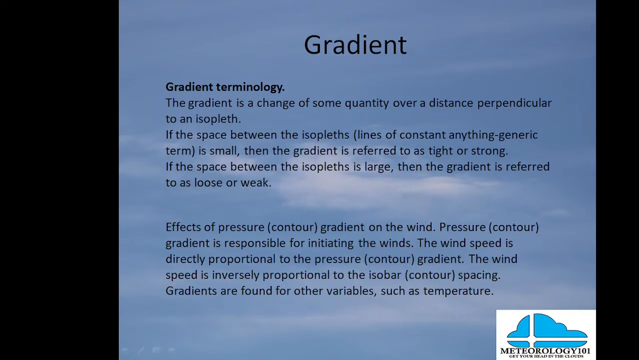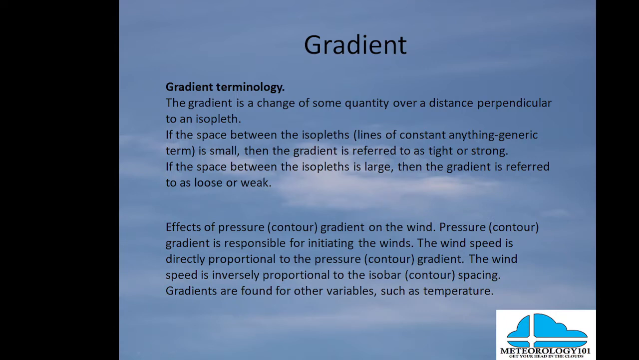Gradients. A gradient is just a change of some quantity over distance perpendicular to the isopleth. An isopleth is just a generic term. That's the lines of constant anything. So if somebody says isopleth, it's just like a line of equal temperature, a line of equal pressure. So the effects of the contour, say pressure gradient, lines of equal pressure, and the gradient, if you have a tight or loose gradient.